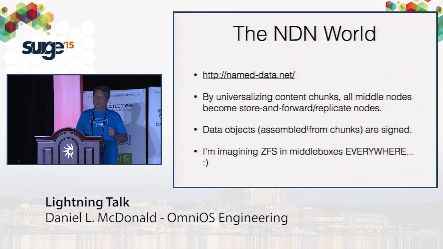You're universalizing content chunks, and all middle nodes become store and forward nodes. It looks a little more like Usenet or email than it does traditional IP datagram switching. Data objects are assembled from chunks, and they are signed. So it will make all objects end-to-end secure, because when you receive a full object, you can check it against a signature. Yes, there's a lot of infrastructure that's going to be involved with this, but that's why this is a longer-term future and something still in academia.